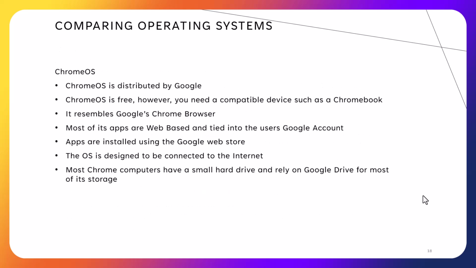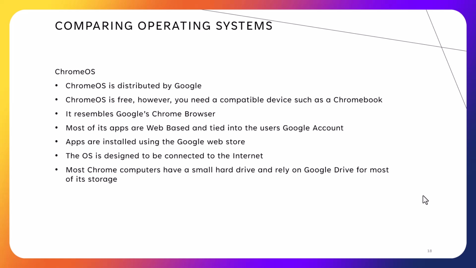The Chrome OS is distributed by Google. Chrome OS is free, however you need a compatible device such as a Chromebook to run it. It resembles Google's Chrome browser. Most of its apps are web-based and tied into the user's Google account. Apps are installed using the Google Web Store. The operating system is designed to connect to the internet. It's not designed to be standalone. Windows and Linux can both be run standalone without the internet.